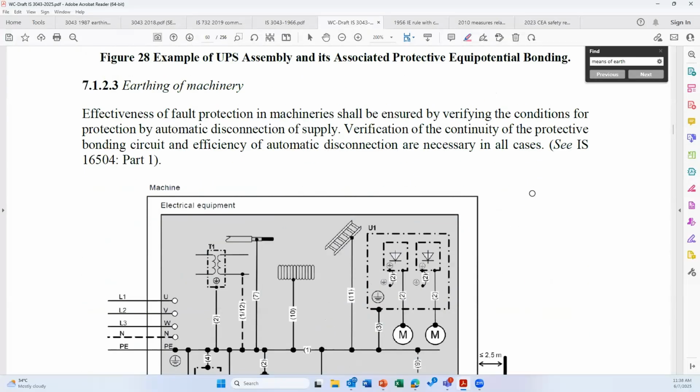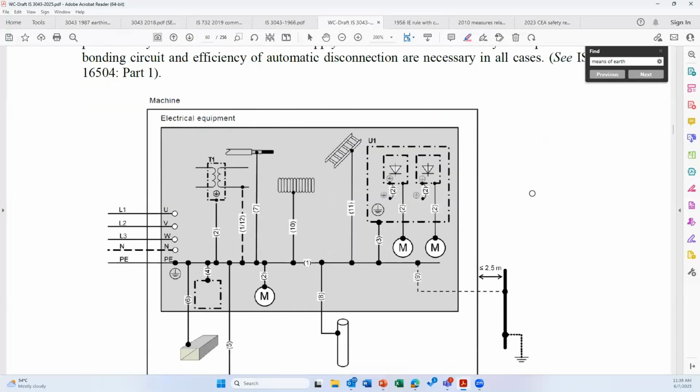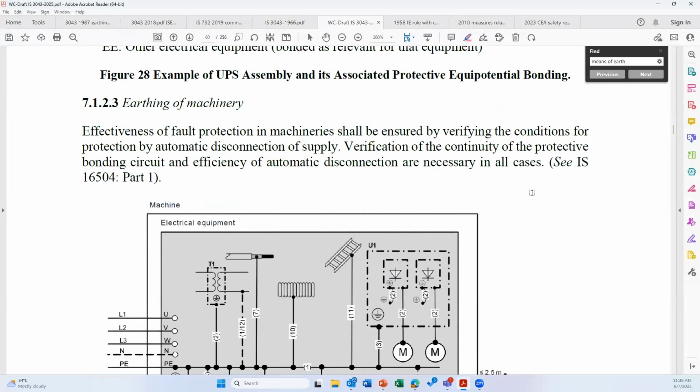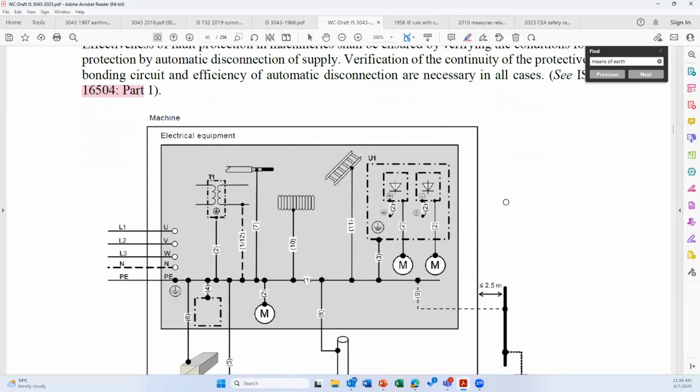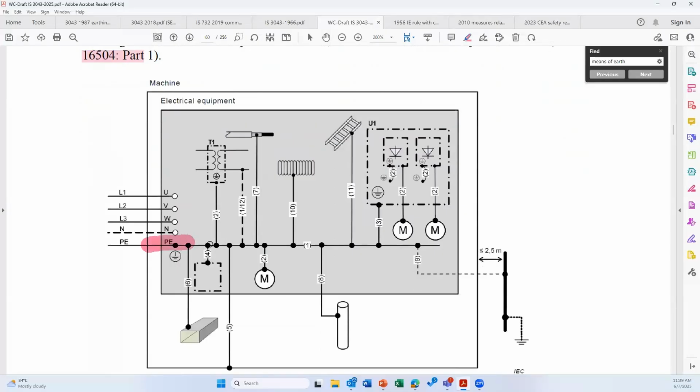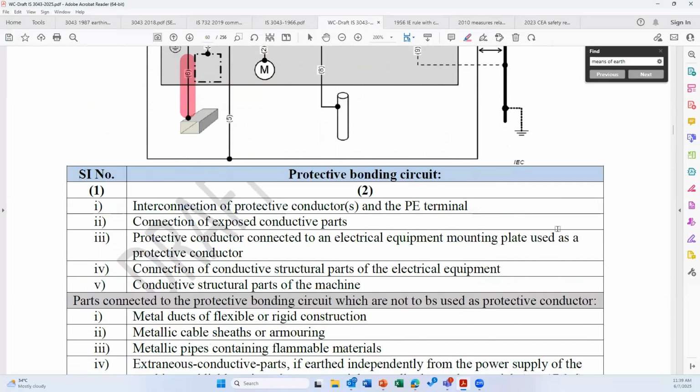You can read it. For machinery, again from the IS standard, IS 16504, how to earth machinery. There is a common earth bus bar. You can see here there is a common earth bus bar inside the machinery. All the metallic parts of the machinery are connected to the common bus bar. If there is an isolation transformer, the shield or the secondary side of the isolation transformer is also connected to the same common bus bar.